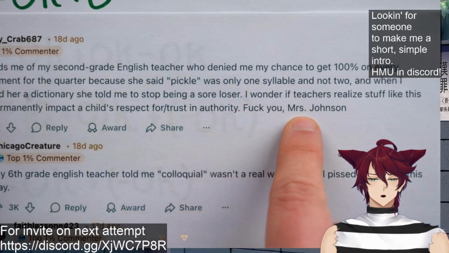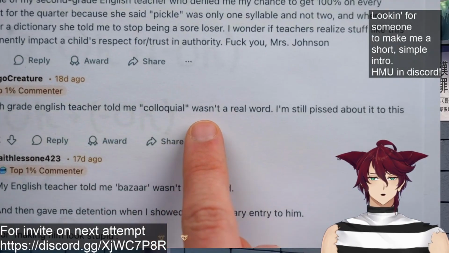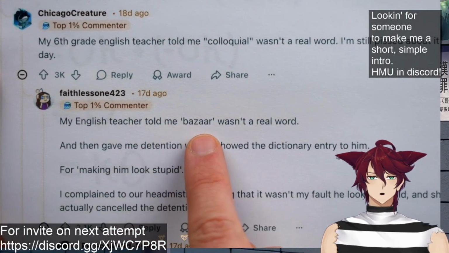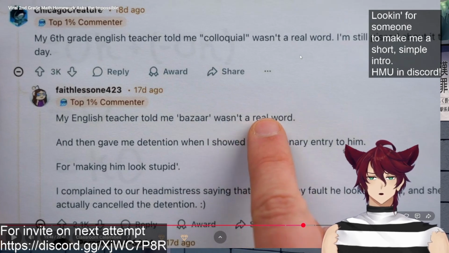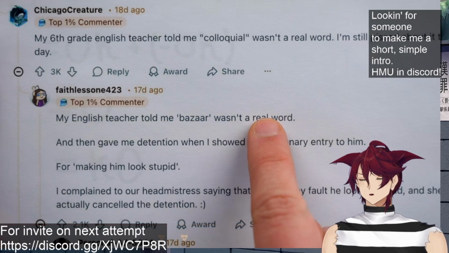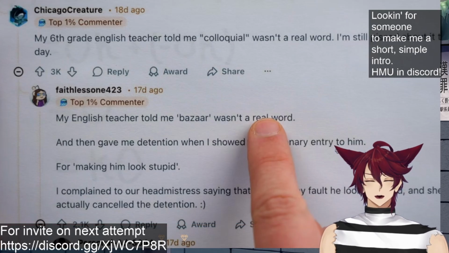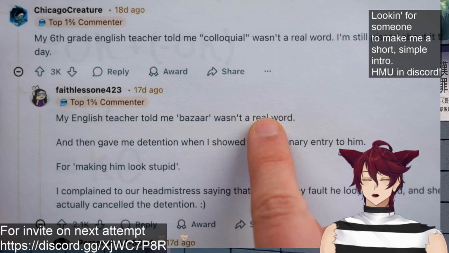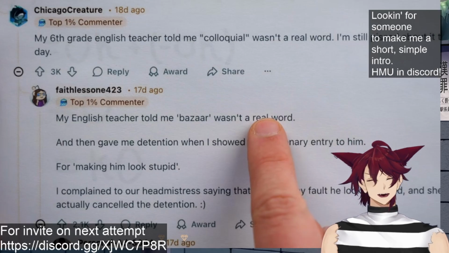What? You, Mrs. Johnson. "My 6th grade English teacher told me colloquial wasn't a real word." "My English teacher told me bizarre wasn't a real word." What the? See, this is what I was talking about yesterday, dude. There are really good teachers out there, and there are really ridiculous teachers out there, and I feel like there's not very much in between. Kind of like people.